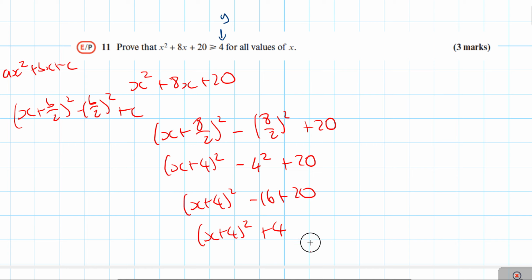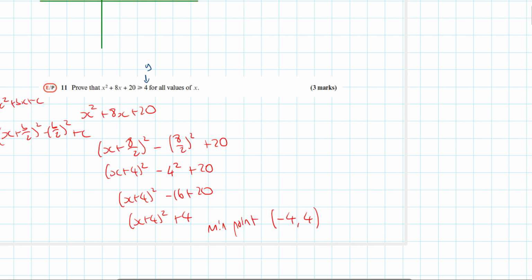So from here, we can say that the minimum point is at minus 4, 4. And therefore we know that the minimum value of x squared plus 8x plus 20 is equal to 4. And hence you have proven that for all values of x, x squared plus 8x plus 20 is greater than or equal to 4.